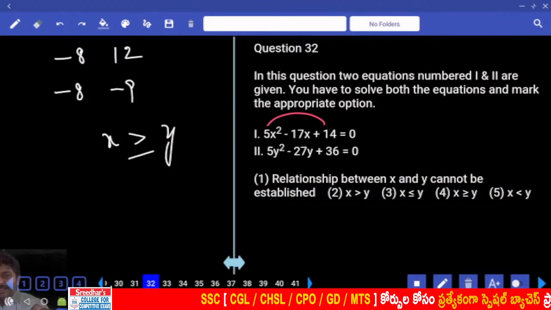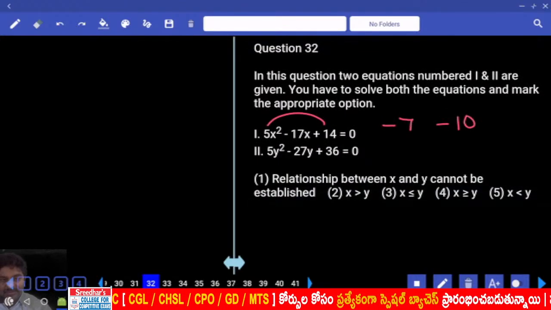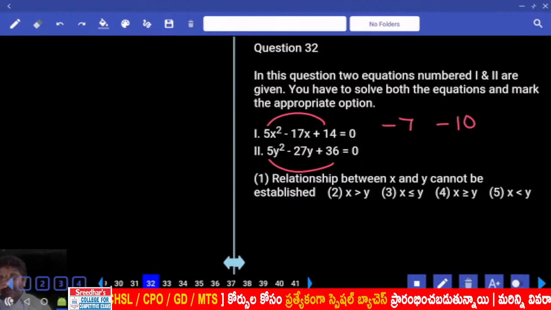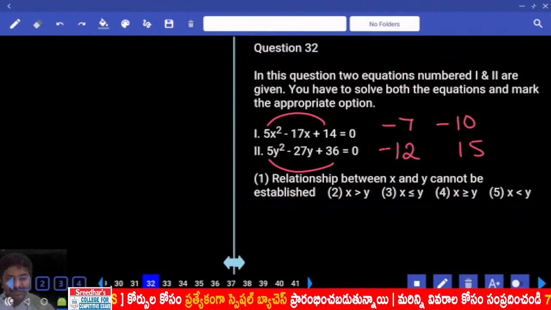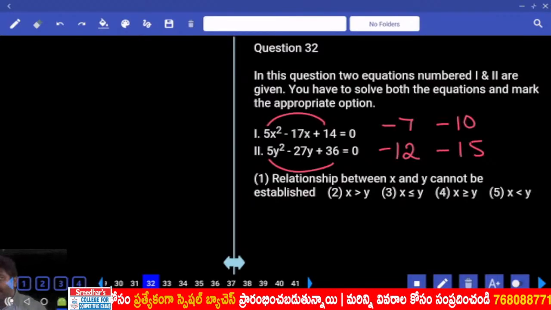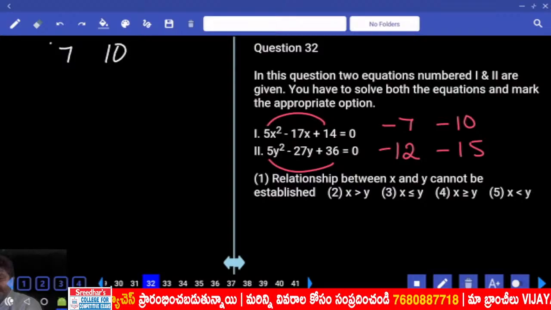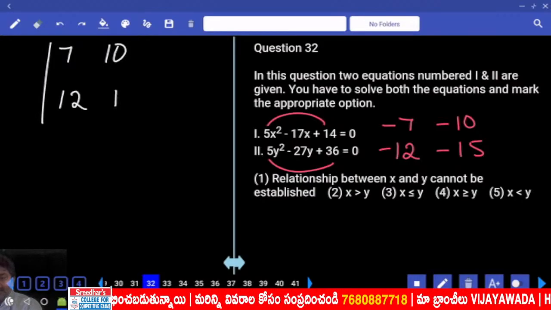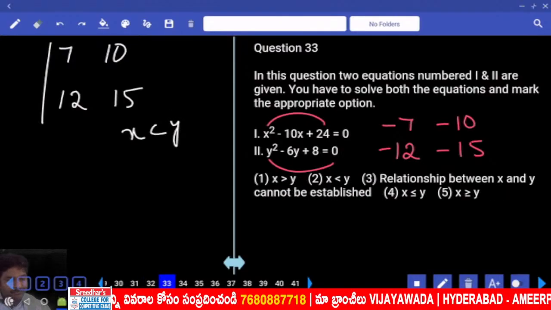Product must be 70. Minus 7 minus 10 combination. Product must be 180. 12 15 times. Minus 12 minus 15. Coefficients are same. So factors 7 10 12 15. X is less than y.